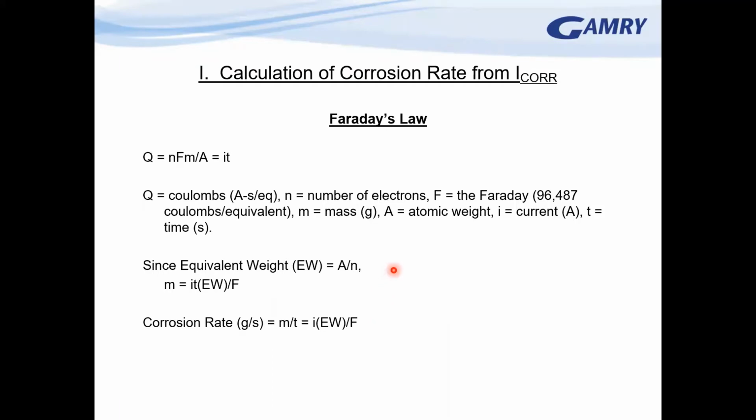So to calculate the corrosion rate from the corrosion current, we're going to use Faraday's law. So we have this expression for charge is dependent on the number of electrons in the reaction, the Faraday, which is a constant, the mass loss, and over the atomic weight. So if we rearrange that equation to get the mass change, we're going to get a corrosion rate in grams per second, and we're going to substitute the atomic weight for this equivalent weight, which can be used to calculate the atomic weight based on the alloy content of your sample.